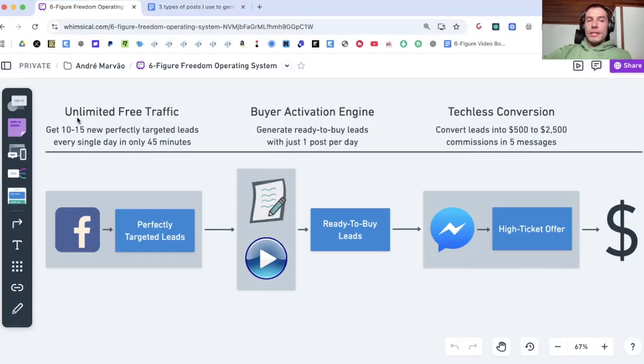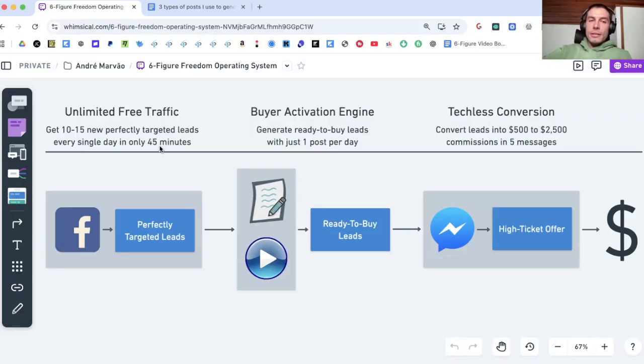Okay, in the first phase, unlimited free traffic, we get 10 to 15 new perfectly targeted leads every single day in only 45 minutes. And to do that, the first step is to engineer your ideal customer, because it's impossible for you to get perfectly targeted leads if you don't know who the right people are. We look at the offer that you are promoting and we engineer your ideal customer profile. We identify who the people who need your offer are, so you can go to the right places to find the right people.